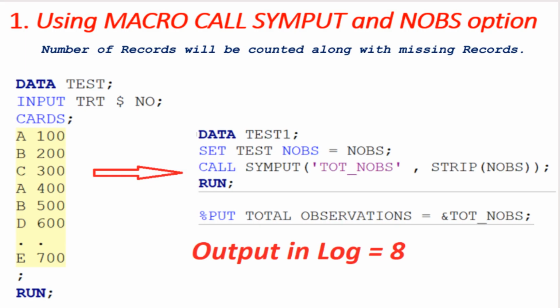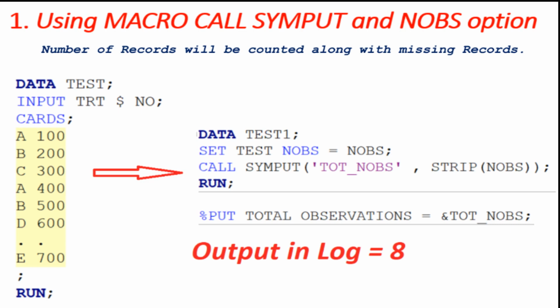Here is a SAS dataset test, having two variables TRT, NO and when you see the program, we are creating a new dataset test1 by calling the old dataset test. The total number of observations is calculated by using the SAS dataset set option NOBS. We are assigning this NOBS equals option to our own named temporary variable. I have taken its name as NOBS. This temporary variable is again assigned to a macro variable, which is our own named tot_NOBS.